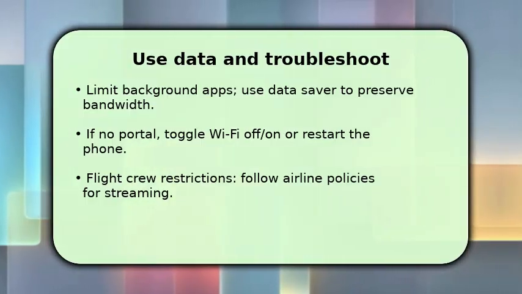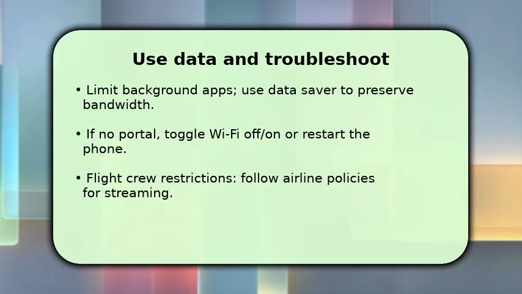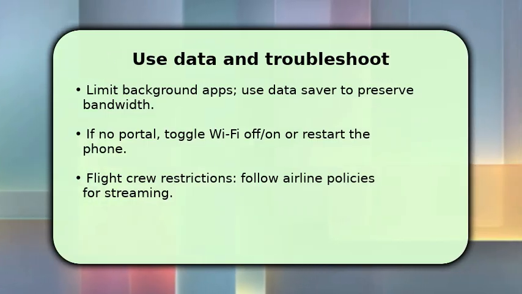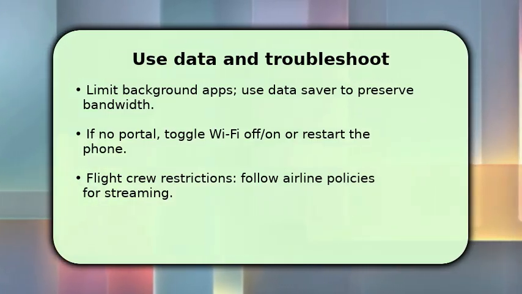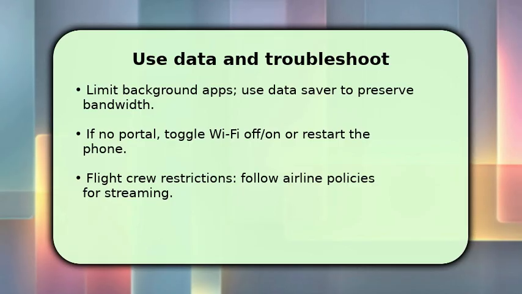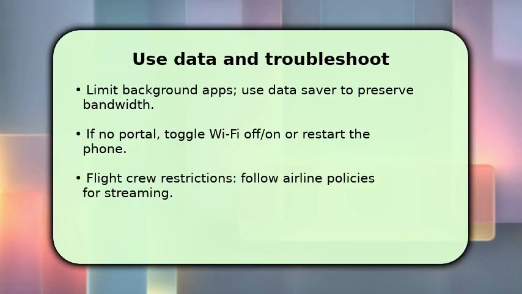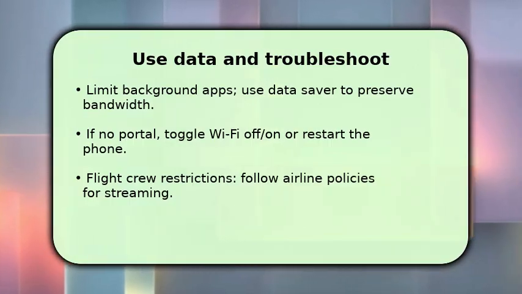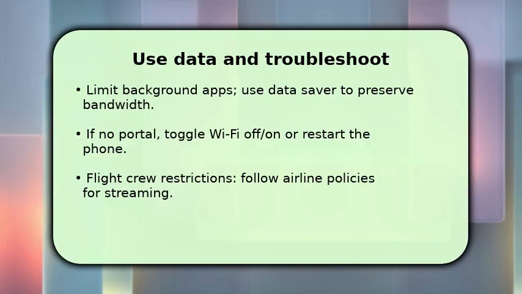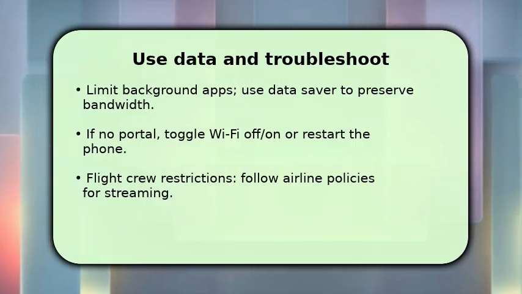If connection fails, toggle Wi-Fi off and on, forget the network and reconnect, or restart the phone to clear captive portal issues. Make sure Airplane mode remains on to avoid reactivating cellular. If nothing works, ask cabin crew if the service requires purchase or server reset. They can confirm network availability or payment steps.